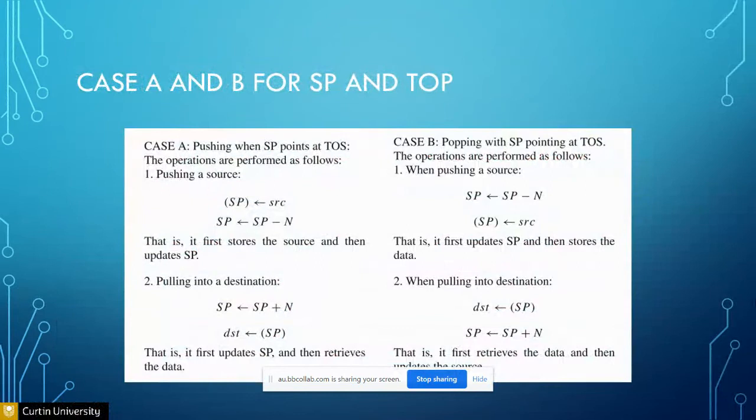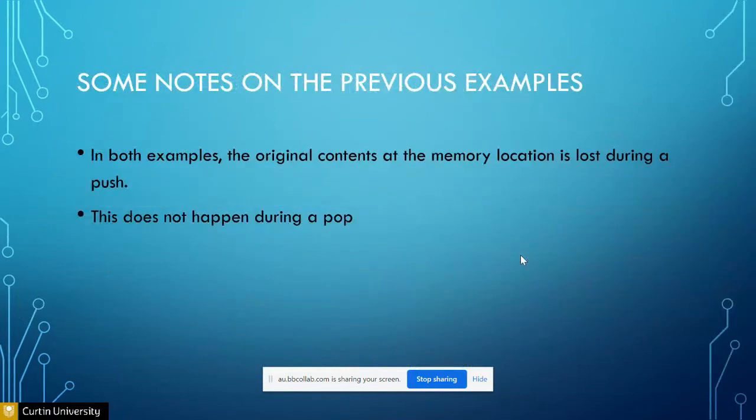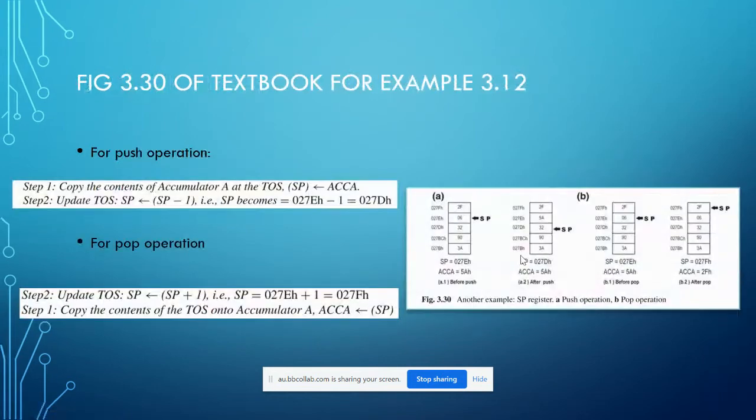So refer back to this slide. For pop, the stack pointer goes up. In both examples, the original content of the memory location is lost during a push. This does not happen during a pop. So push means stuff actually being pushed inside the stack, whereas in pop, it remains.